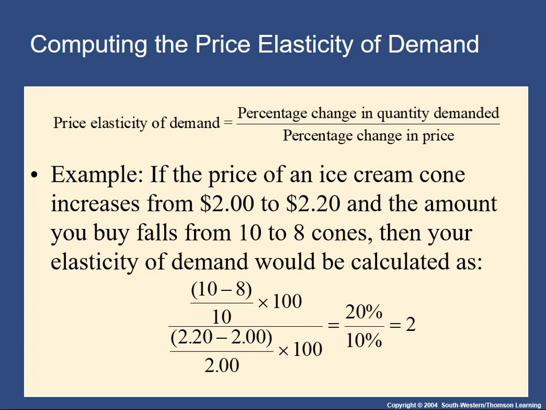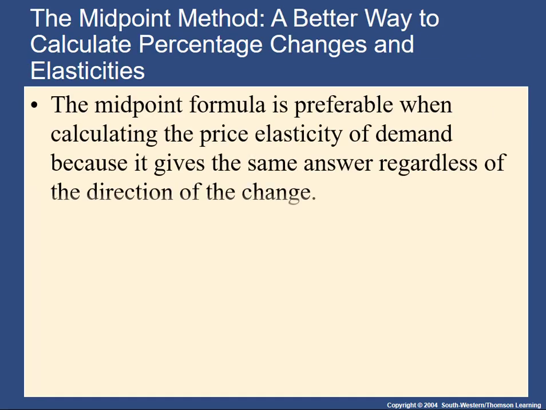So we're using the starting price and the starting quantity as our base. And we calculate this 20% over 10%, which is a value of 2. Now, when you get the value of 2, you can just ignore the percentages. It's just 20 over 10 is 2. But if you were to write them as decimals, it'd be 0.2 over 0.1, which is also 2.